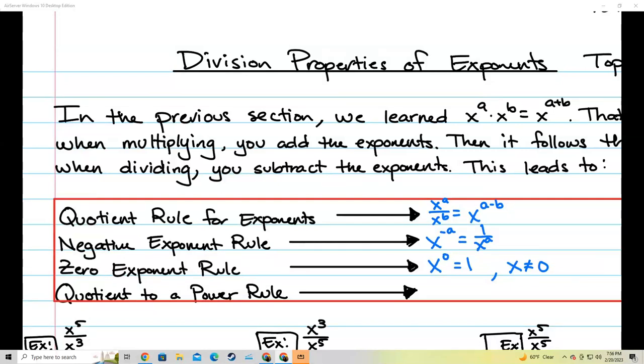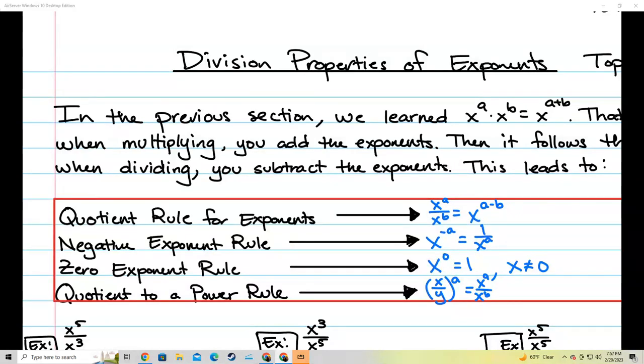And then the last one we're going to be talking about is the quotient to a power rule. That one says if you have x over y, if you're dividing something and you raise it to the a power, then again, it's almost like that rule that we had before. We're pretty much going to be distributing that a, and it's going to look like x to the a over y to the a. You're just going to take that a and everything inside that parentheses gets that exponent.